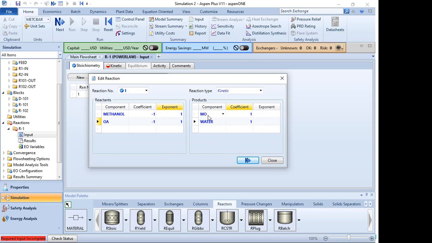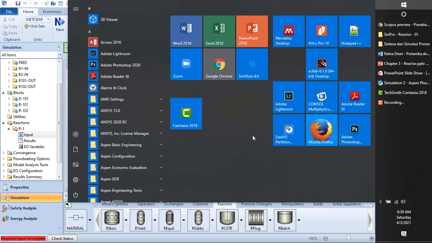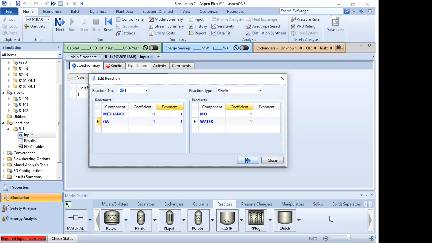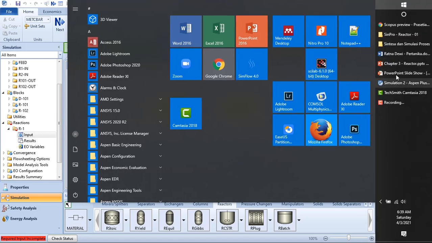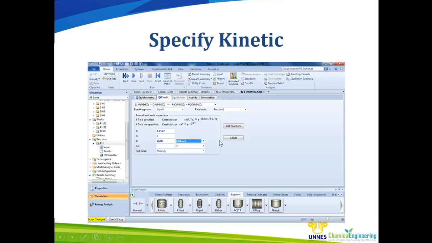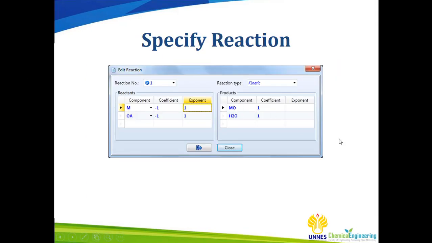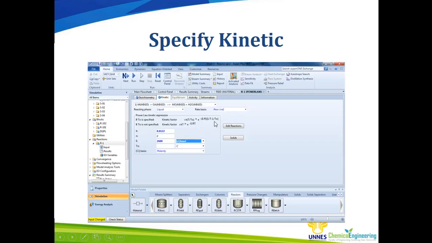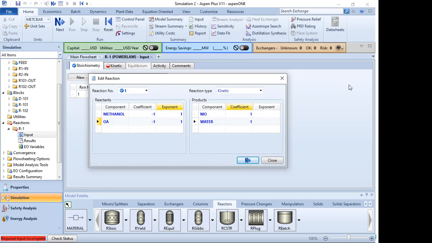However, methyl oleate and water do not appear in the kinetic reaction, so you don't have to fill in any number in this exponent. Okay, is it clear? So the coefficient is based on the stoichiometry, while the exponent is based on the kinetic rate reaction equation. Here, the exponent for methyl oleate and water is 0. And this one is the kinetic specification. Okay, let's go back to Aspen.